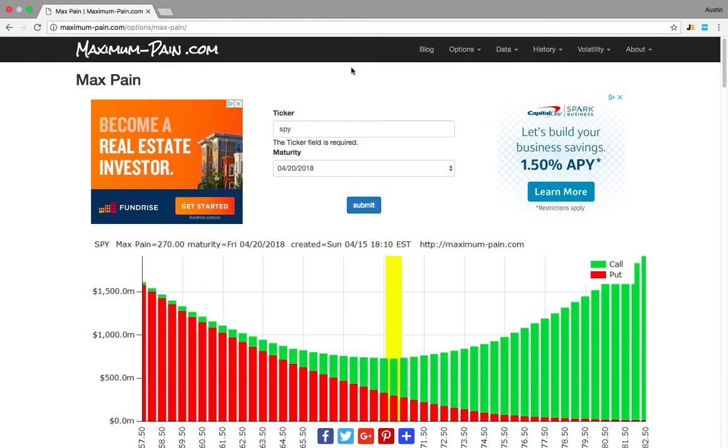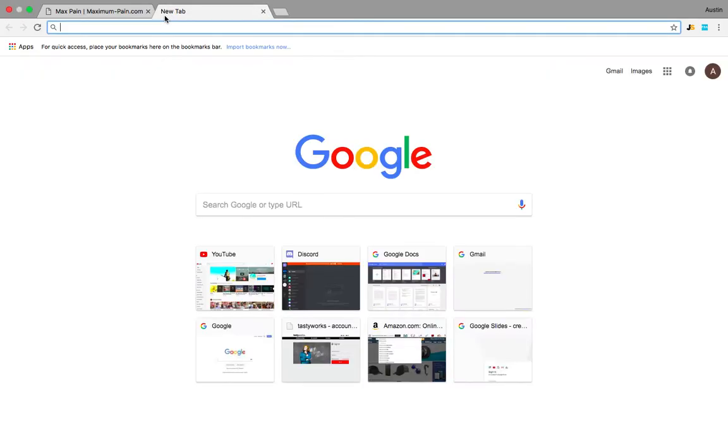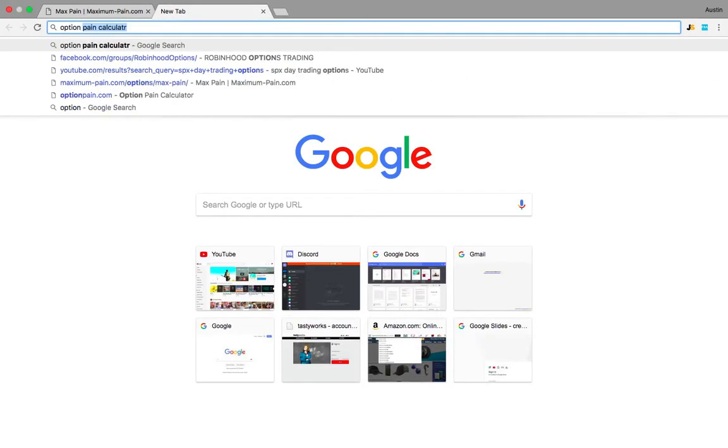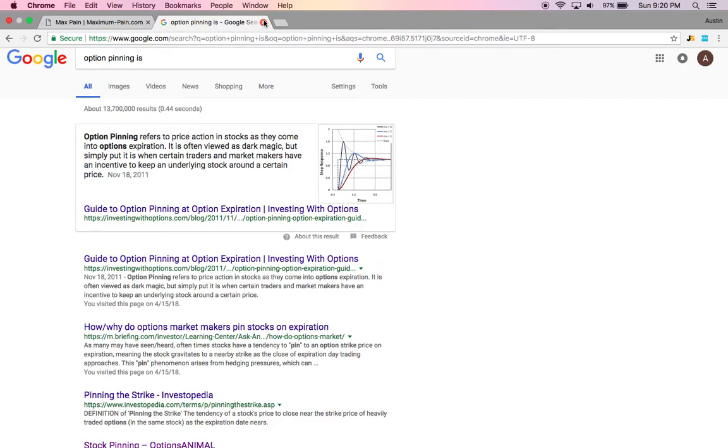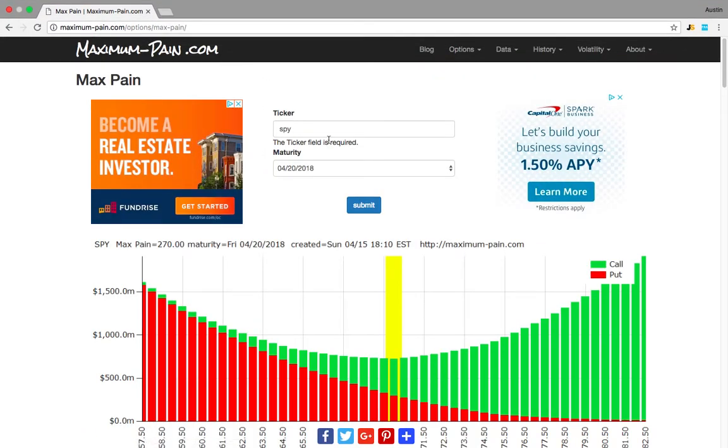Today I wanted to go over what max pain is, or at least that's what it's called on this website. But what it's really called is option pinning or option pain. So to give you a definition of what option pinning is: option pinning refers to price action in stocks as they come into option expiration. It is often viewed as dark magic, but simply put, it's when certain traders and market makers have an incentive to keep an underlying stock at around a certain price. So I'm going to explain what that is exactly, okay?